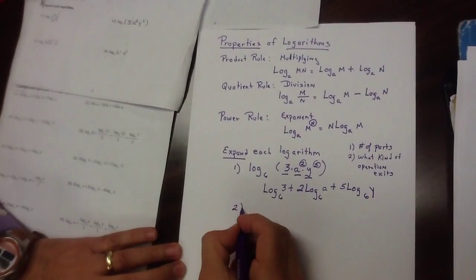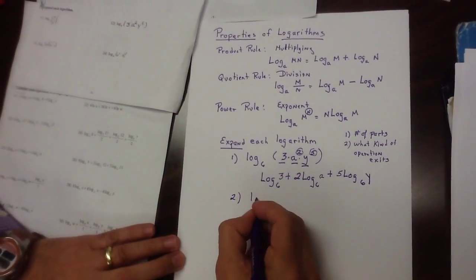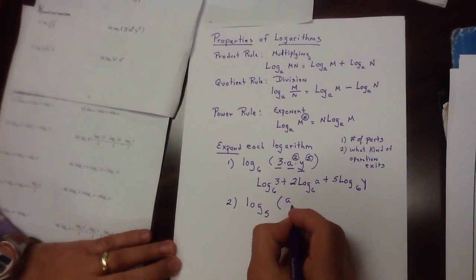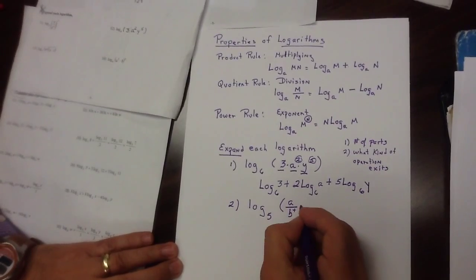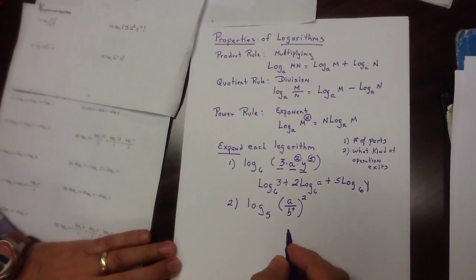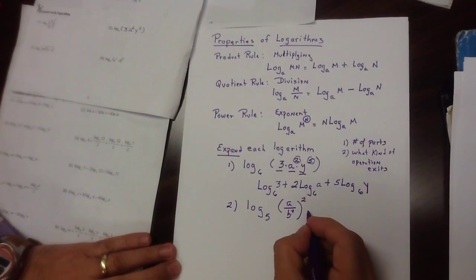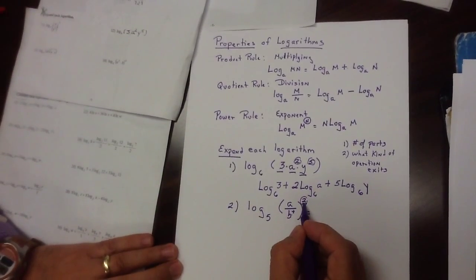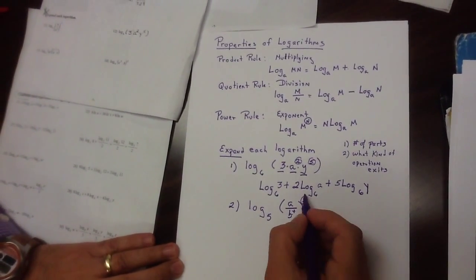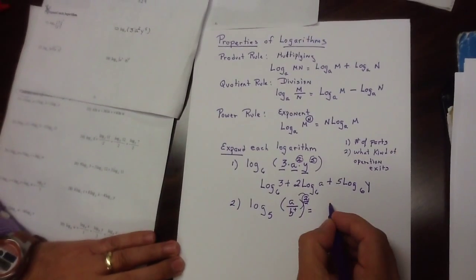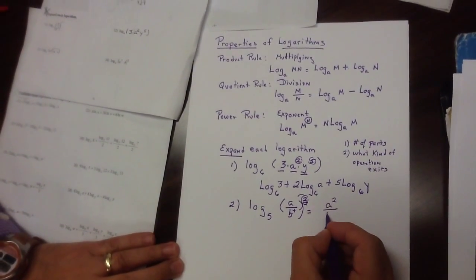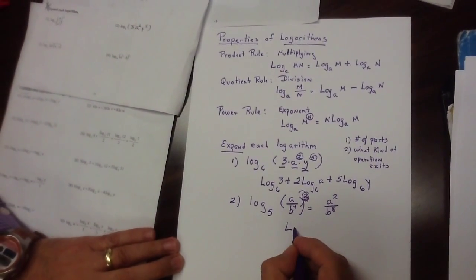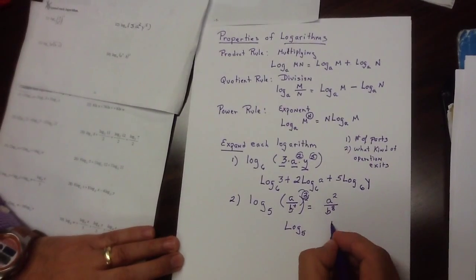Now we're going to do another one. This one says log base 5 of a divided by b to the 4th, but it is squared. On this one, I have 2 parts, but I need to share. This number out here, which is an exponent, means that it's 2 times each one of these. So I'm going to multiply each one, and I get a squared over b to the 8. Notice that I have 2 parts, so when I expand it, I have 2 logs.